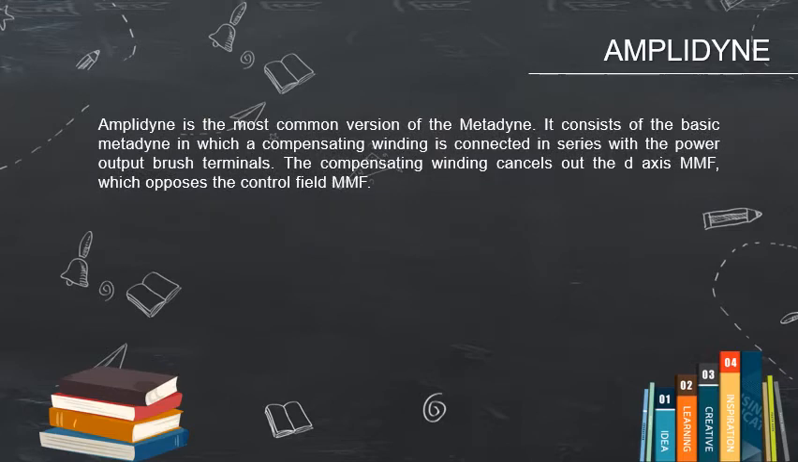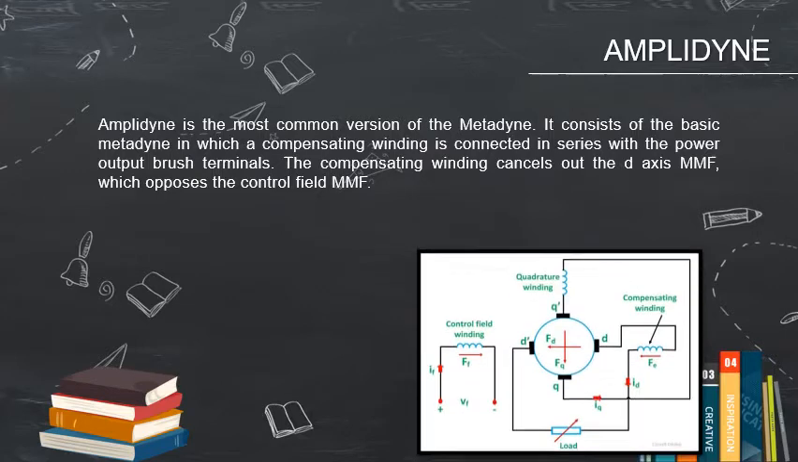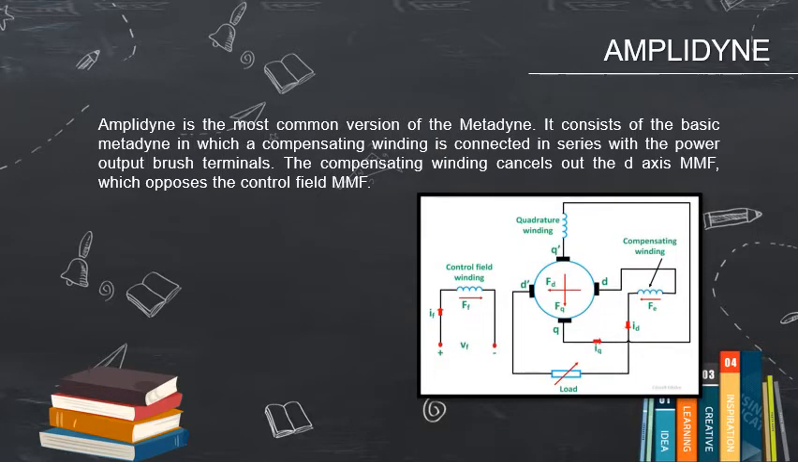Amplidyne is the most common version of the metadyne. It consists of the basic metadyne in which a compensating winding is connected in series with the power output brush terminal. The compensating winding cancels out the D-axis MMF, which opposes the controlled field MMF. This is a schematic diagram of amplidyne. The difference between the metadyne and amplidyne is only the compensating winding.